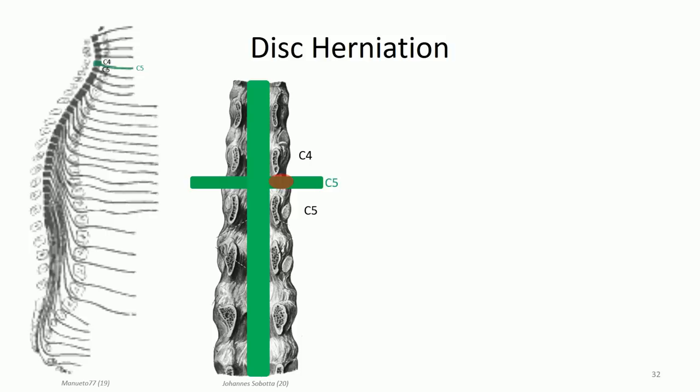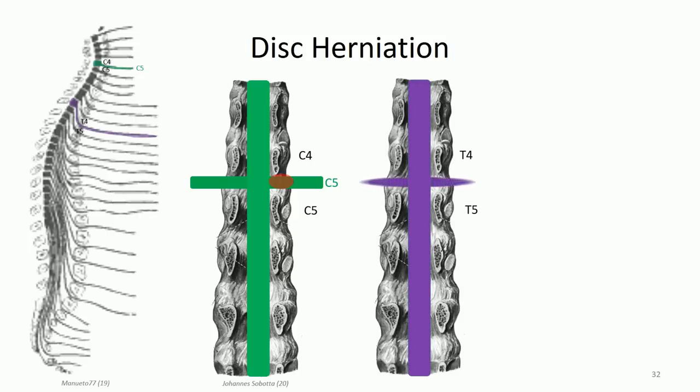Herniations in the thoracic region are not at all common because of how thin the discs are and the lack of motion here. But let's consider the case of T4-5 IV disc rupture just for clarity's sake. Once again, the nerve exiting this space is affected, but if you recall the change in nomenclature at this point, we are now looking at the T4 spinal nerve.